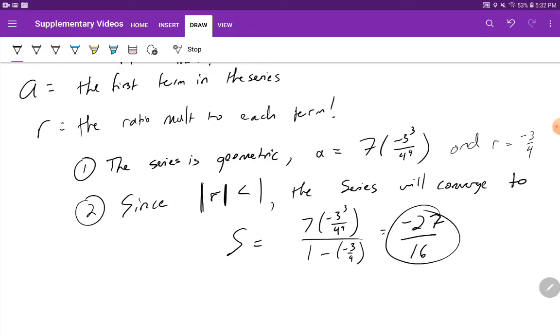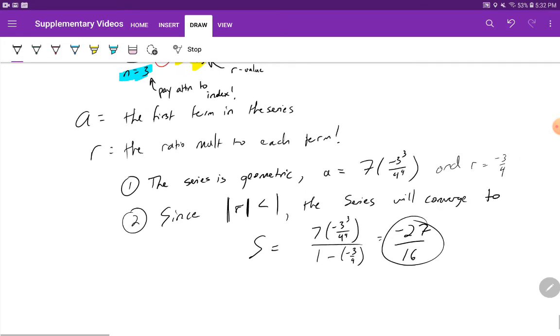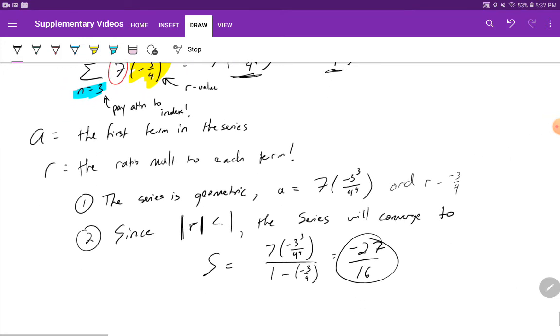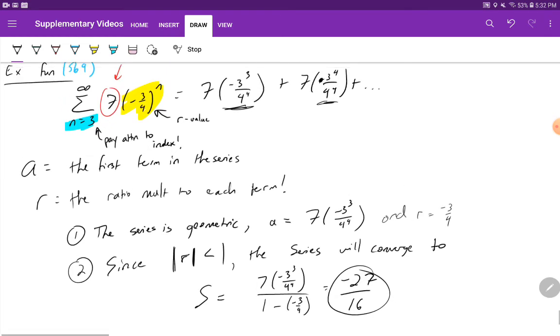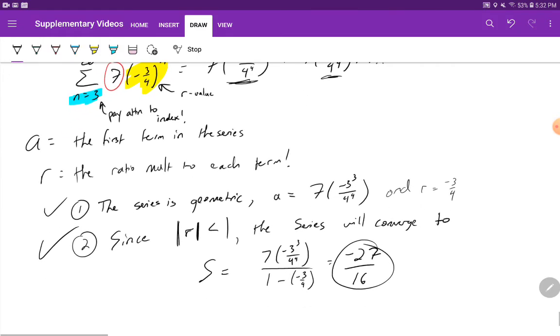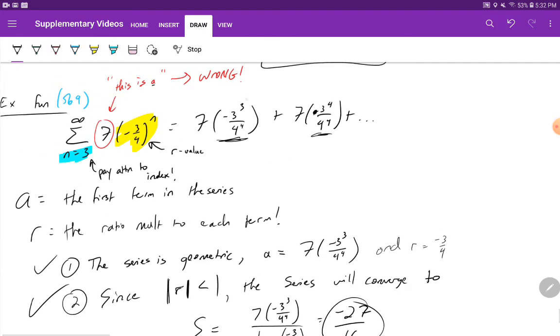Pretty crazy, right? We have this infinite series going off to infinity, and we get a finite value. In this case, it ended up being negative. All right, so hopefully that was a clear example, right? Please make sure you're writing down your justifications. Please make sure you're identifying your first term properly, you know?